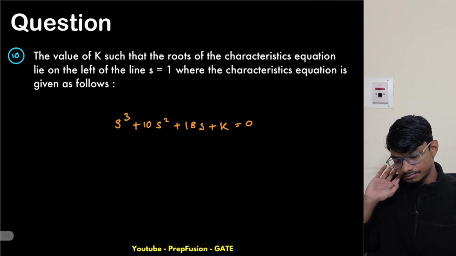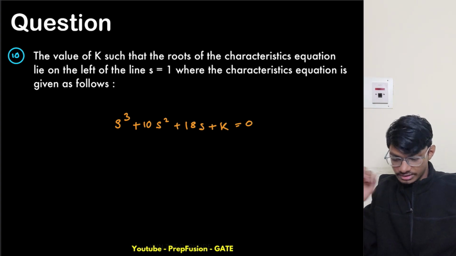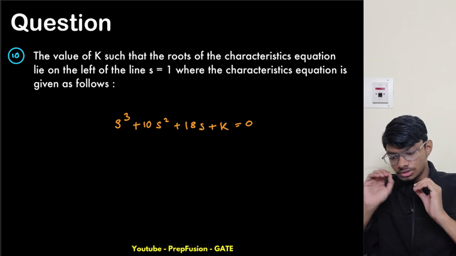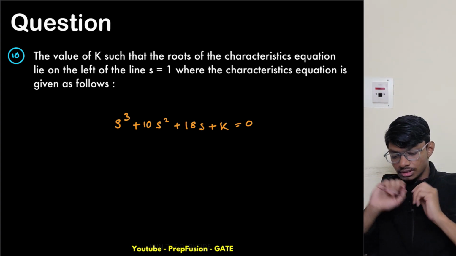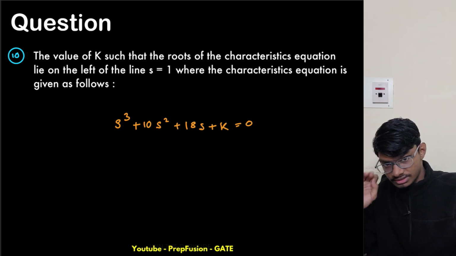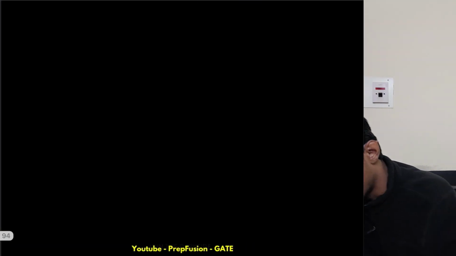So now this is the last question, and this is a very interesting question. What is this question telling us? We have to find the value of k such that the roots of the characteristic equation lie on the left of the line s equals 1. So what is the line s equals 1? Line s equals 1 is this one, right? Let me first visualize and show you, then you will understand this question.